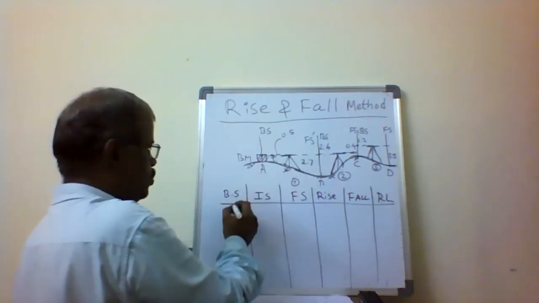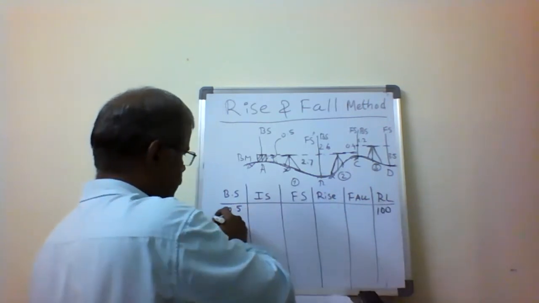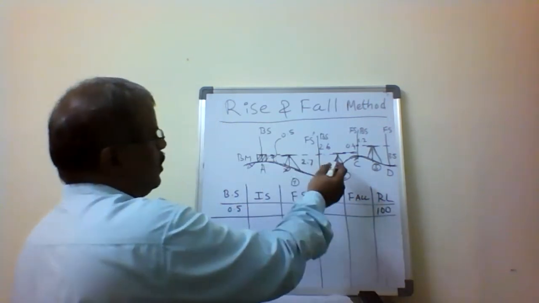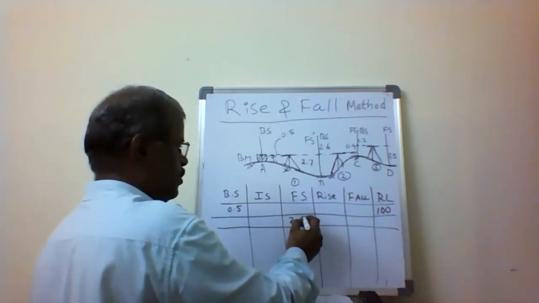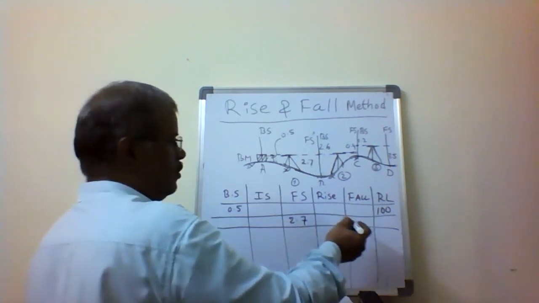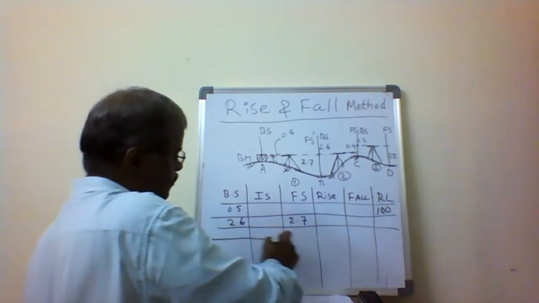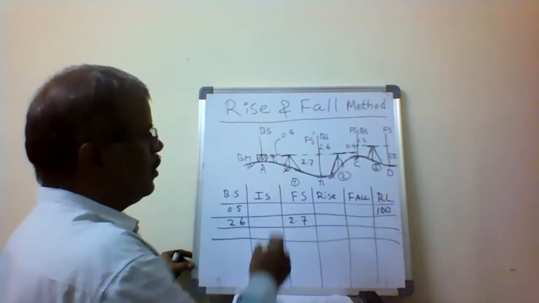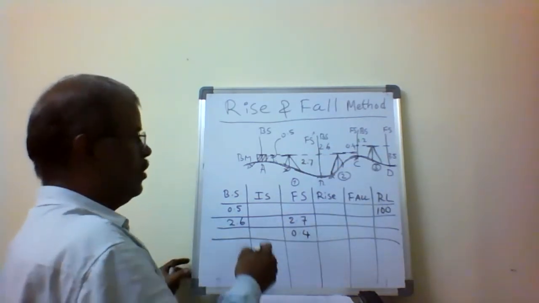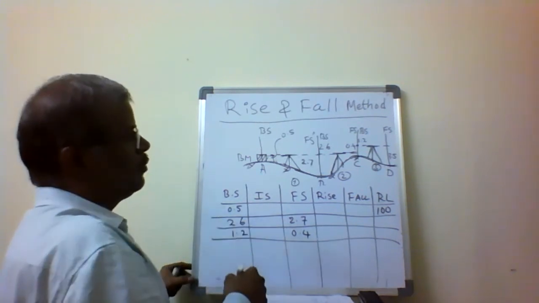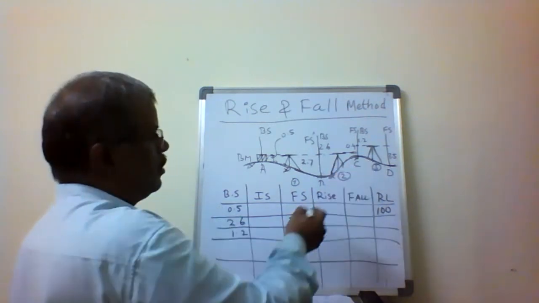Backsight reading is 0.5. I'm taking the benchmark as 100. Then the next point is foresight 2.7. Then the backsight is 2.6. Next is the foresight 0.4. Backsight is 1.2. And the last is foresight 3.5.